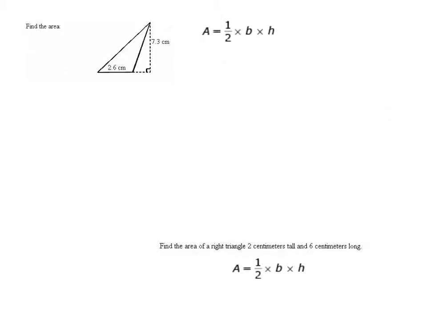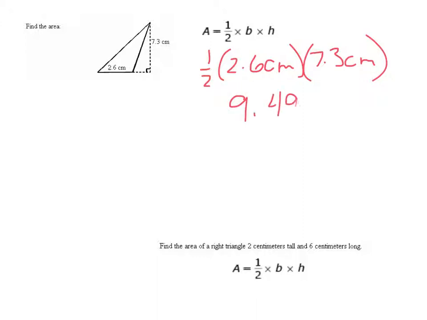So with triangles, yes, you're going to get decimals. Probably not going to see fractions, but yes, you're going to get decimals as you go through this. So just be careful as you go. But again, set your formula up, which I did. So I'm going to put in 1/2, 2.6 centimeters, 7.3 centimeters. Once I go through and multiply all this, I'm going to get an answer of 9.49 centimeters squared.